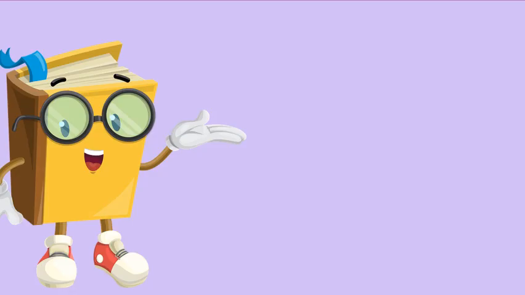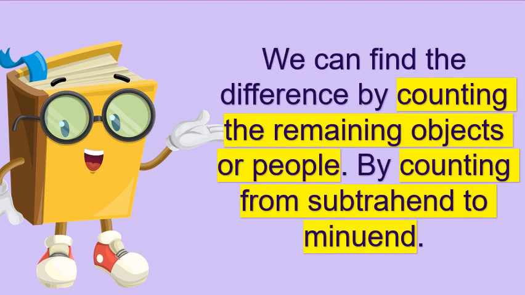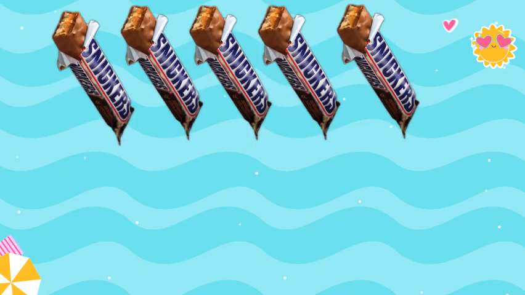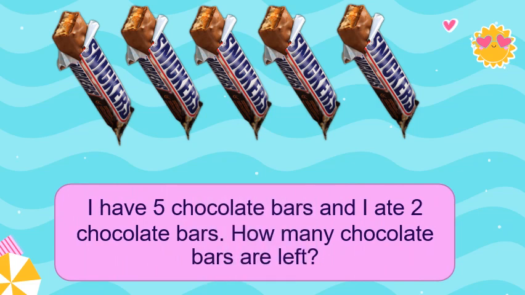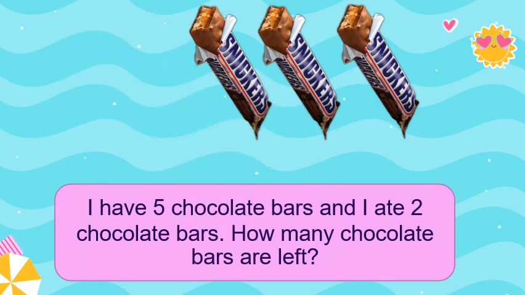We can find the difference by counting the remaining objects or people, or by counting from the subtrahend to the minuend. For example, we have here 5 chocolate bars, and I ate 2 chocolate bars. How many chocolate bars are left?